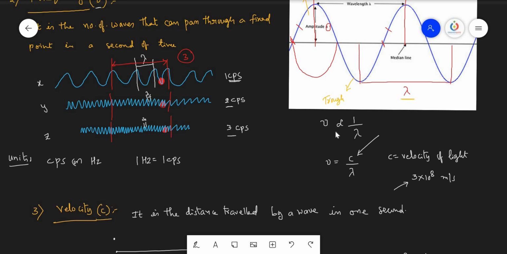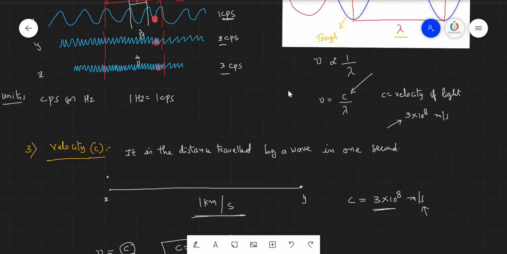And let's try to replace this proportional symbol using the constant c. So, nu equals c by lambda. The reason to consider this c as the constant is that c is nothing but the velocity of the light. All these are electromagnetic radiations which travel at the velocity of the light, and the velocity of light is constant, that is 3 into 10 power 8 meters per second. Hence, we take that particular constant, velocity of the light.